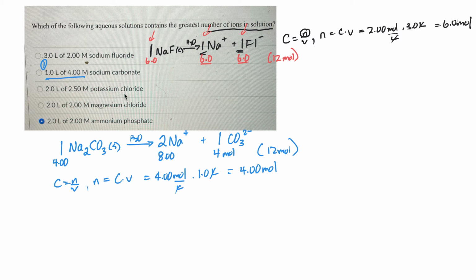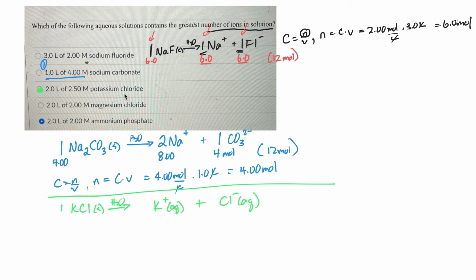Okay, next one. Let's do this one in green. I don't know if that's the right answer or not, but I'm just making it green. Potassium chloride is a solid. Dump that in water, and you get potassium ions and chloride ions. I probably should have written aqueous beside all these just to make it perfect. So if I have one of these, it gives me one of those and one of those.